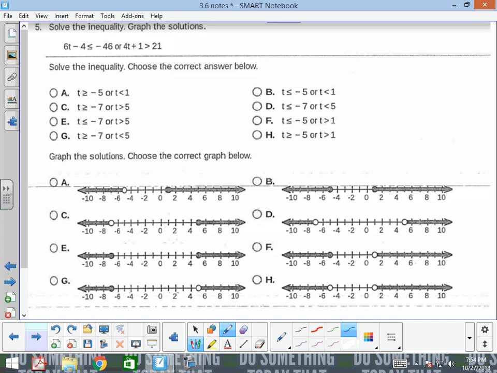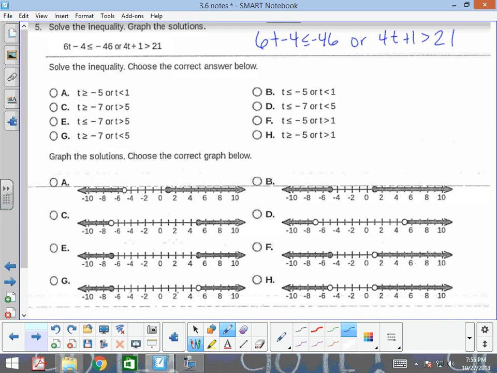Let's look at some or statements. When you have an or statement, you're going to have two inequalities. So it's like having two separate equations. Notice the word or is there. So we're going to solve this. We're going to add 4 to both sides on this inequality and divide by 6. I don't have a lot of room here, do I? And so I get t is less than or equal to -7. I'll just draw it down there.